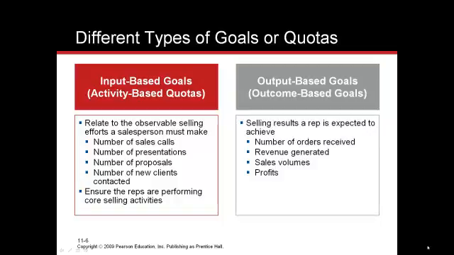Unfortunately, efforts alone don't always produce results. That's why output goals are important. Output or outcome-based goals are the selling results a representative is expected to achieve. Examples include the number of orders a representative must achieve and the revenue, sales volumes, and profits the person must generate.